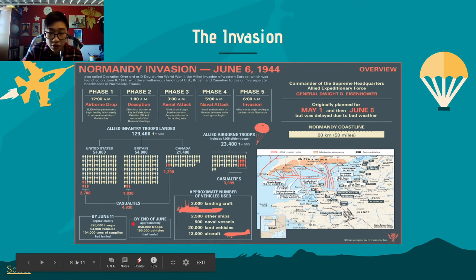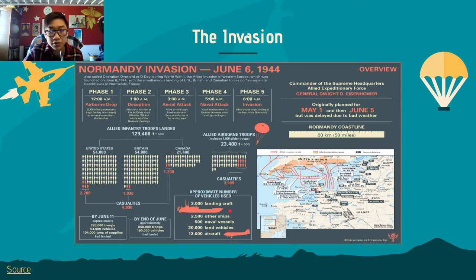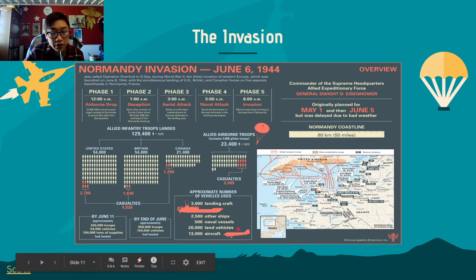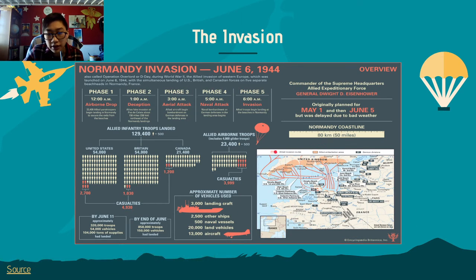And by the end of June, approximately 858,000 troops, 150,000 vehicles had landed. And these are the approximate number of vehicles used on June 5th. So we have about 3,000 landing craft, 2,500 other ships, 500 naval vessels, 20,000 land vehicles, and 13,000 aircraft. Here is kind of a map of where everything else was landed. You see we have the UK, and then also we have all of our airborne routes where all of the troops landed, and all the different beaches.